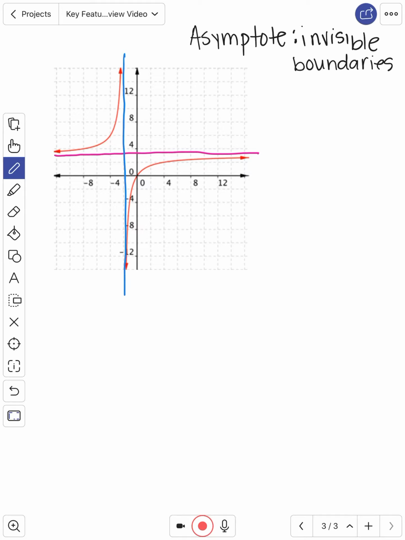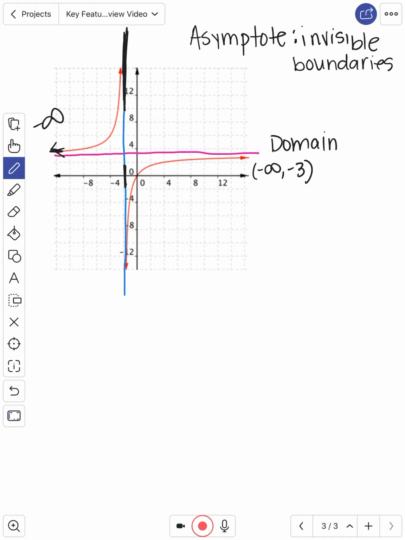Okay, and those invisible boundaries, those asymptotes, are going to take away from the domain. So it actually is going to affect the domain and the range. So when I'm talking about the domain here, my domain is coming from an arrow, so we're going to be coming from negative infinity, but it stops right here at this asymptote. So we have a boundary that is not included. So the domain is coming from negative infinity, but it stops at that boundary, and that boundary happens at -3.